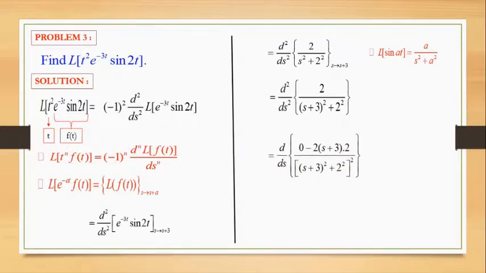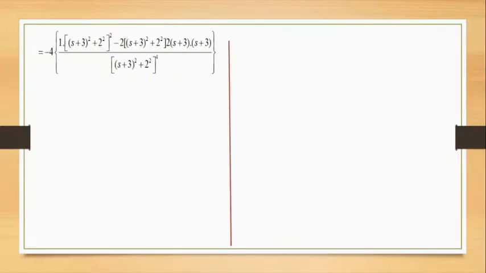So now we differentiate twice. So we get d by ds of 0 minus 2 into s plus 3 into 2 divided by s plus 3 the whole square plus 2 square the whole square. We again differentiate it and we get minus 4 into 1 into s plus 3 the whole square plus 2 square the whole square, minus 2 into s plus 3 the whole square plus 2 square into 2 into s plus 3 into s plus 3, divided by s plus 3 the whole square plus 2 square whole power 4.